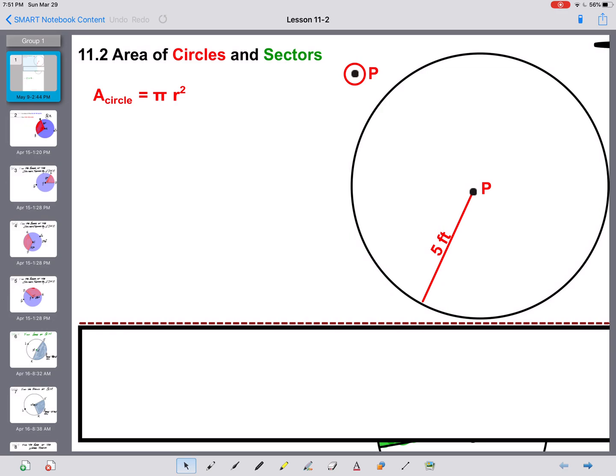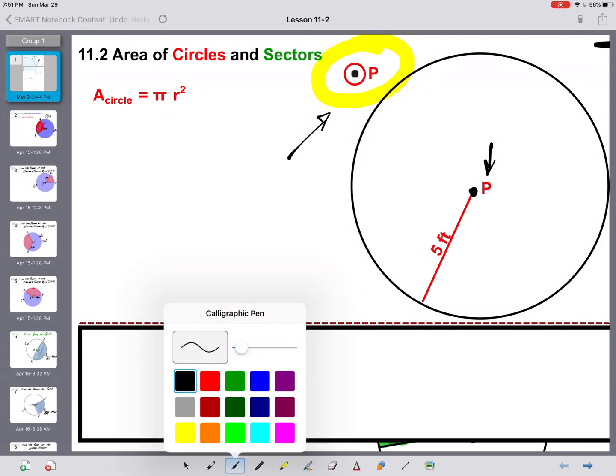First of all, we're just looking at a circle here. One thing to notice is how we name a circle. We name a circle by the center. So this one here is called circle P because the center is point P. Okay, let's find the area.